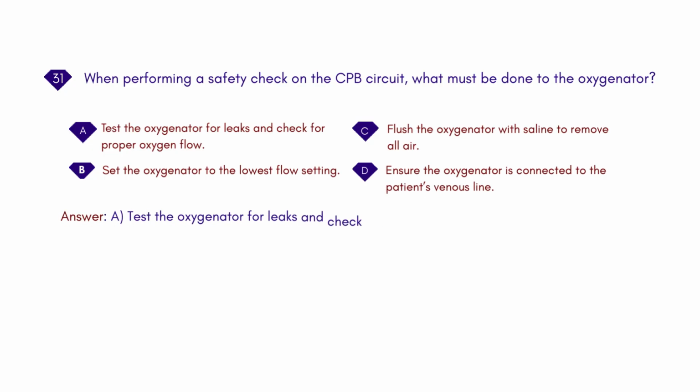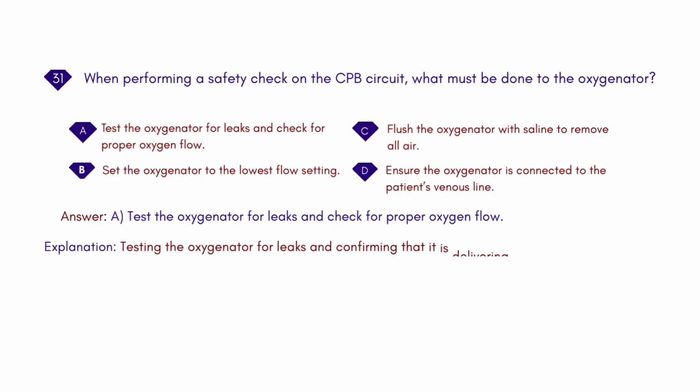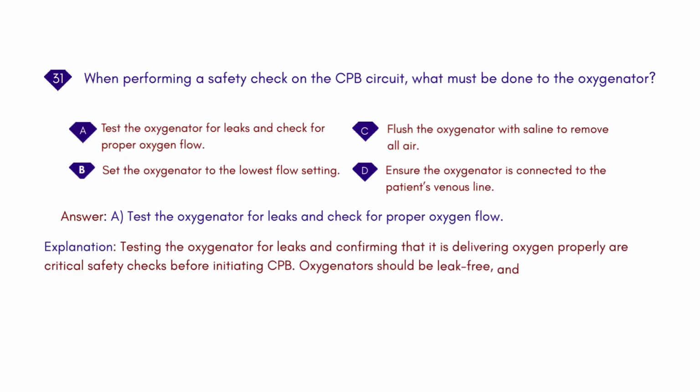Correct answer, A. Test the oxygenator for leaks and check for proper oxygen flow. Explanation. Testing the oxygenator for leaks and confirming that it is delivering oxygen properly are critical safety checks before initiating CPB. Oxygenators should be leak-free, and the flow of oxygen must be adequate to prevent hypoxia during surgery.